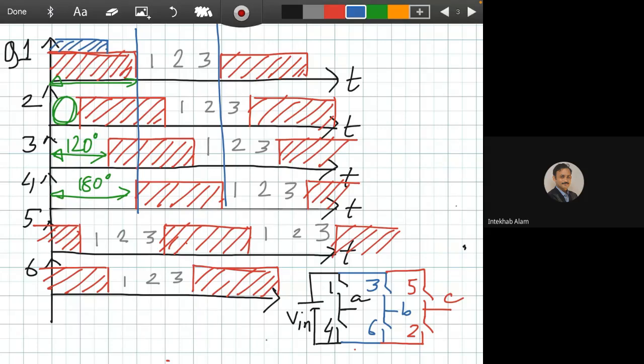Why will it conduct at 120 degrees, sir? If I want to make the conduction lower, sometimes you will get a different output for a different conduction angle.